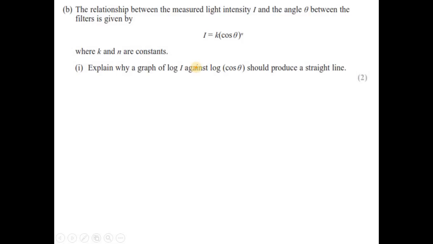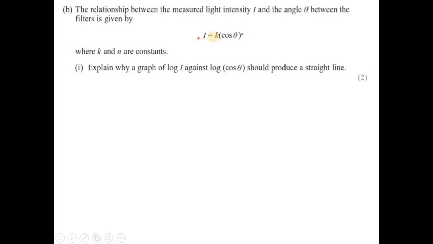The relationship between the measured light intensity I and the angle theta between the filters is given by I equal to k cos of theta whole power n, where k and n are constants. Explain why a graph of log of I against log of cos theta should produce a straight line. Again, a typical question of your unit 6. You need to rewrite this equation, which is a kind of trigonometric equation, in the form of a log equation.